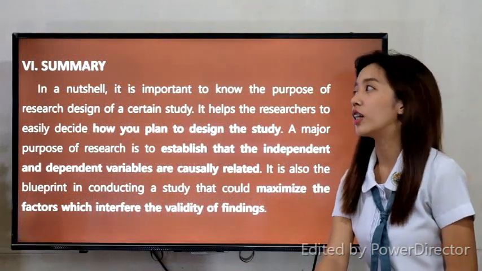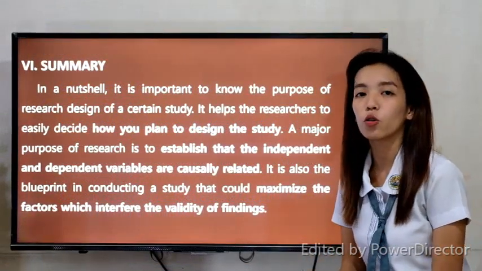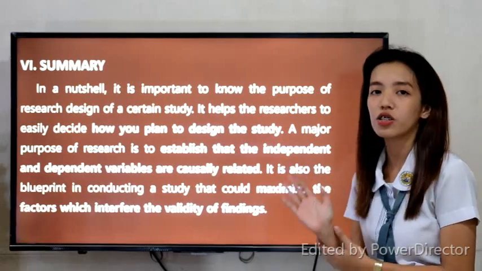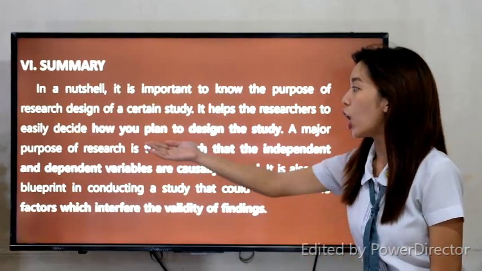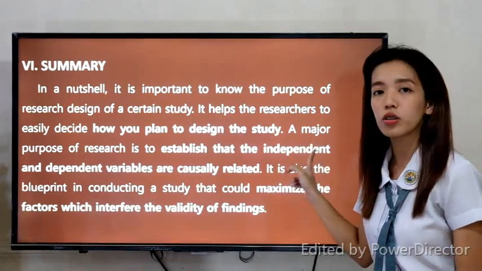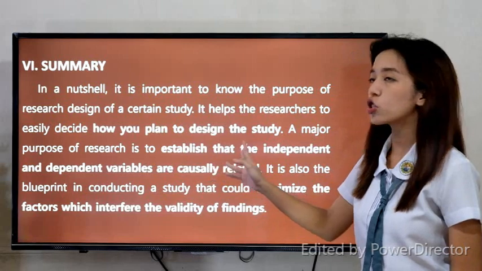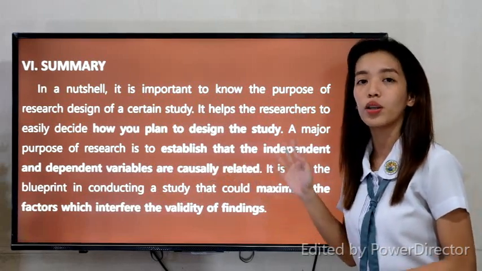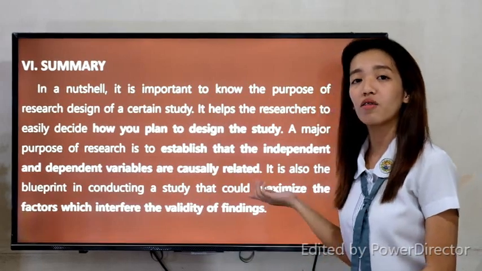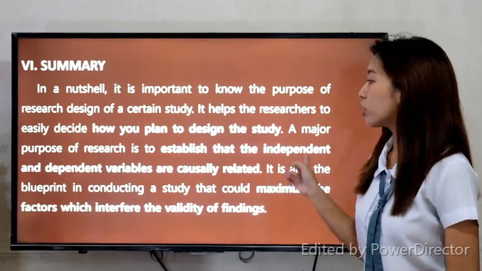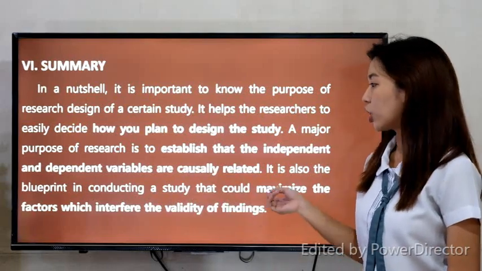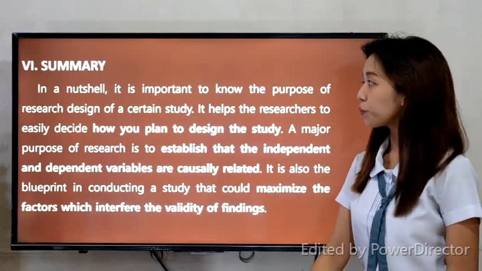So in a nutshell, it is very important to know the purpose of the research design in our study. It helps the researchers to easily decide how you're going to design your study. A major purpose of research design is to establish the relationship between the independent variable and the dependent variable. As I've mentioned earlier, the research design is the blueprint in conducting a study that can maximize the factors.